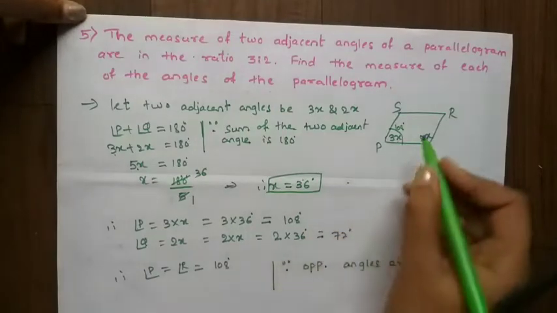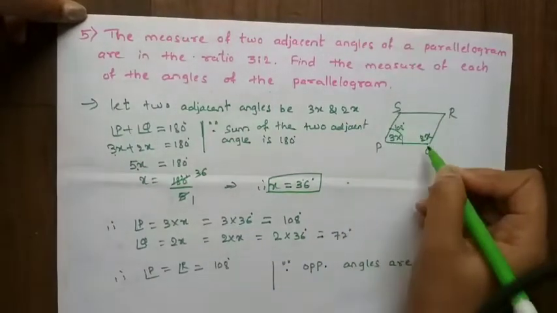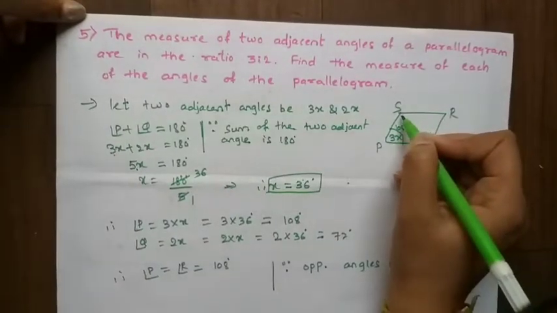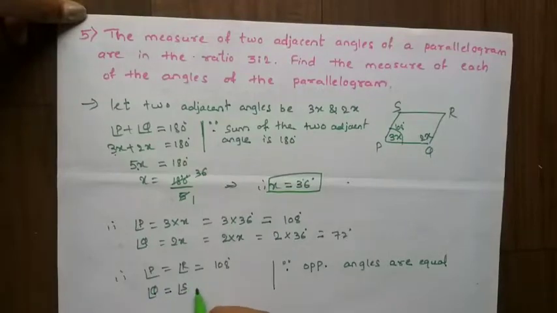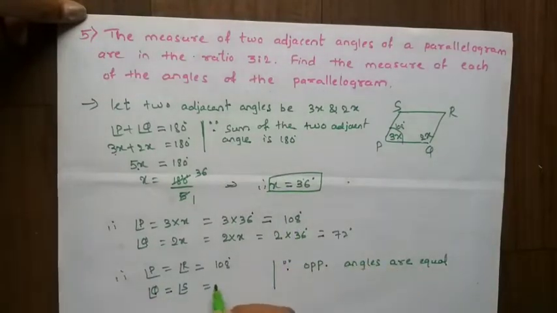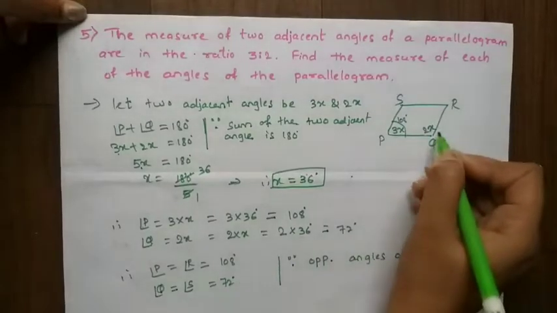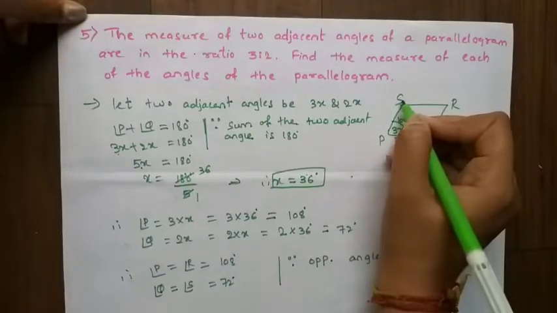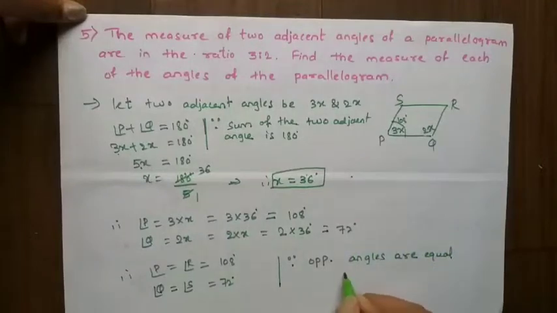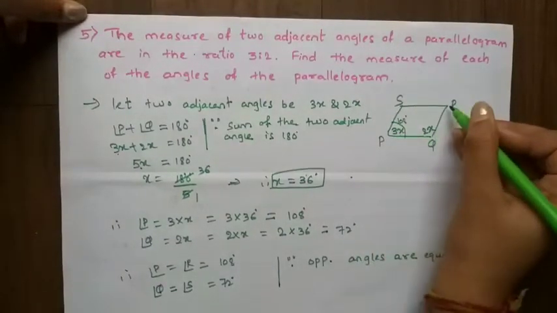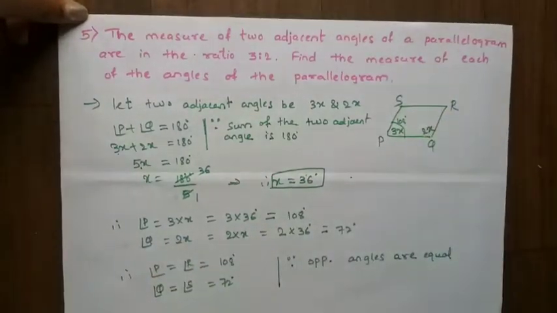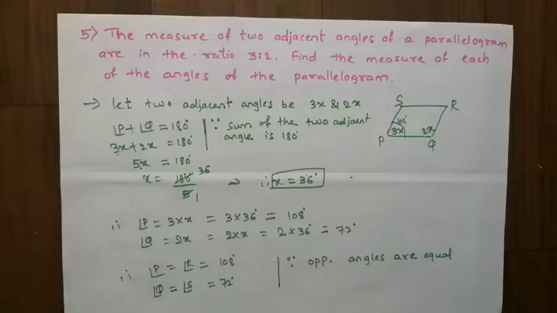One more: angle Q is equal to angle S because these two are opposite to each other and they are equal. Angle Q is 72 degrees, so definitely angle S is equal to 72 degrees, because we are applying the same condition, opposite angles are equal. So angle P is 108 degrees, angle Q is 72 degrees, angle R is 108 degrees and angle S is 72 degrees. This is the solution of the fifth question.